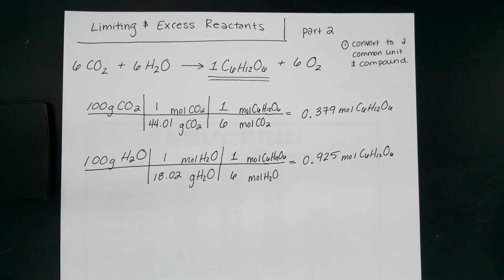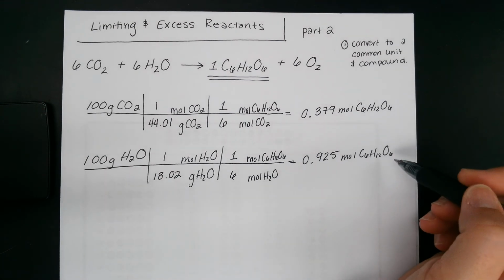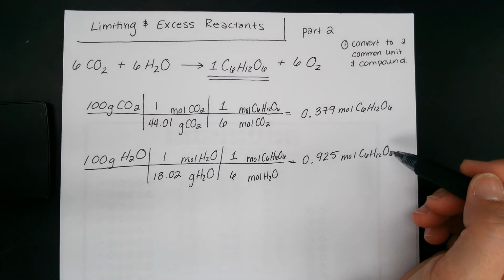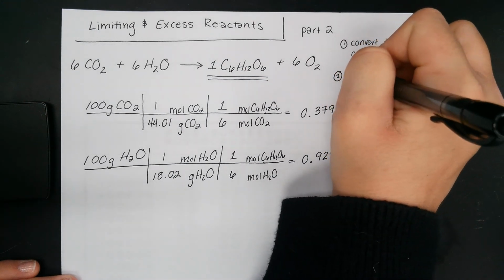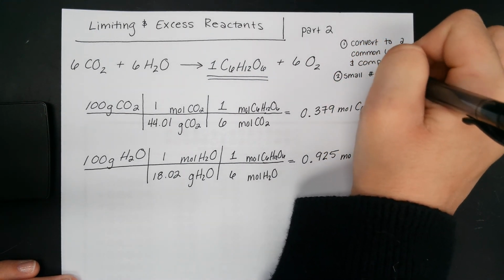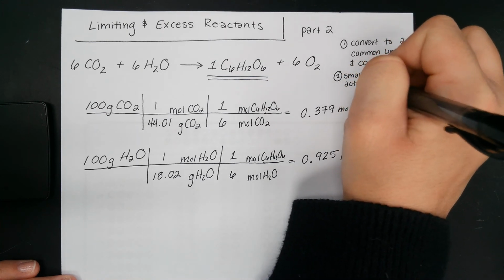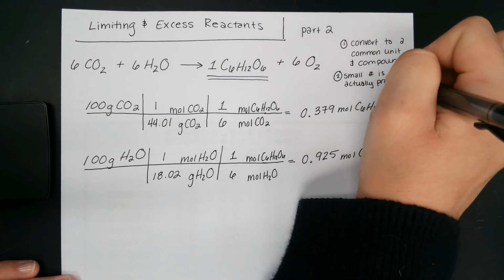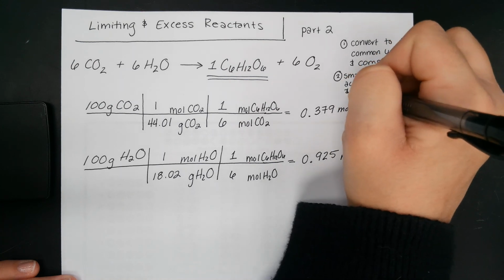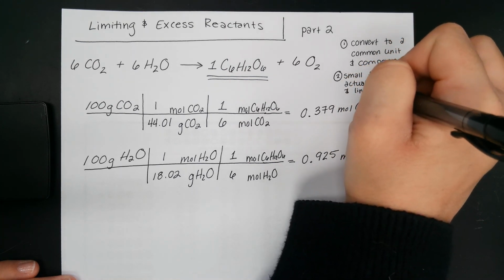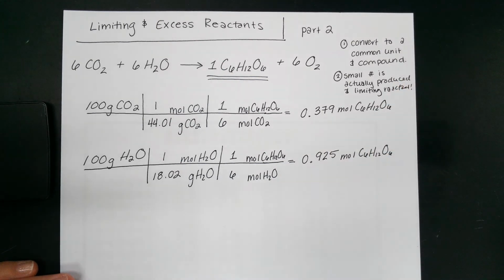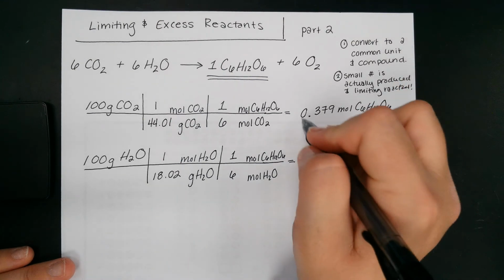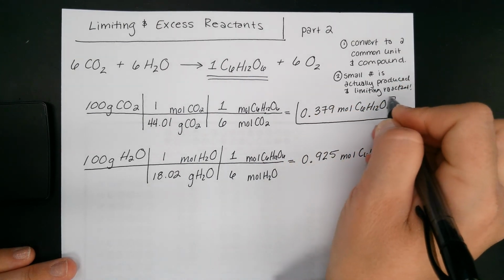So now we have these two numbers for the moles of glucose. While that's good to know, the way to know which one is going to be actually produced is always going to be the smaller one. So the smaller number is actually produced, and it's the limiting reactant. Between these two, we see one is significantly smaller.